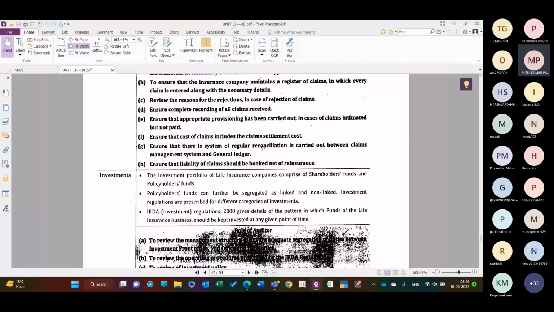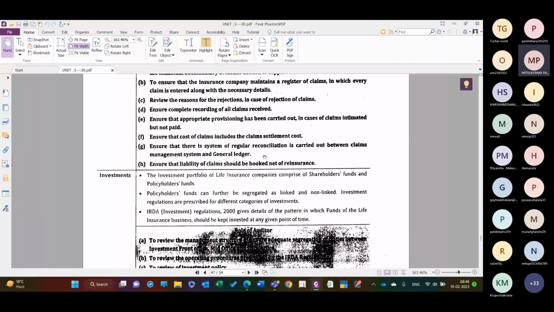And audit जो भी एक, there is a concerned person in the insurance company who is looking after the regular reconciliations, whether he or she has carried it out or not, and whatever the document is prepared for reconciliation, it should be duly verified by the auditor. Ensure that the liability of claim should be booked net of reinsurance. अगर reinsurance किया है तो liability net of होनी चाहिए, right? That is simple to understand.